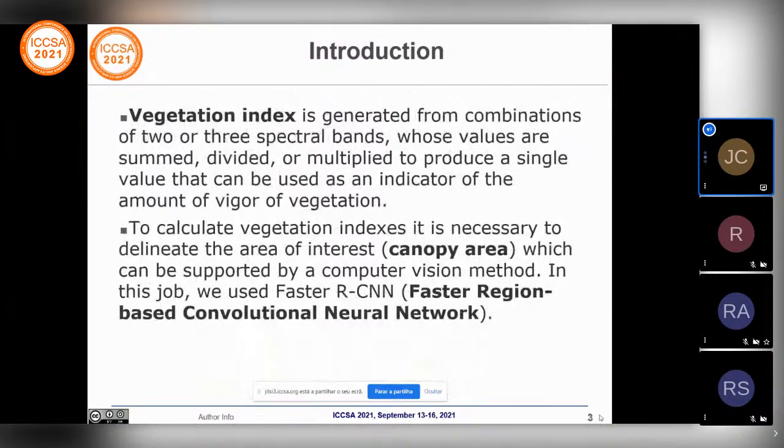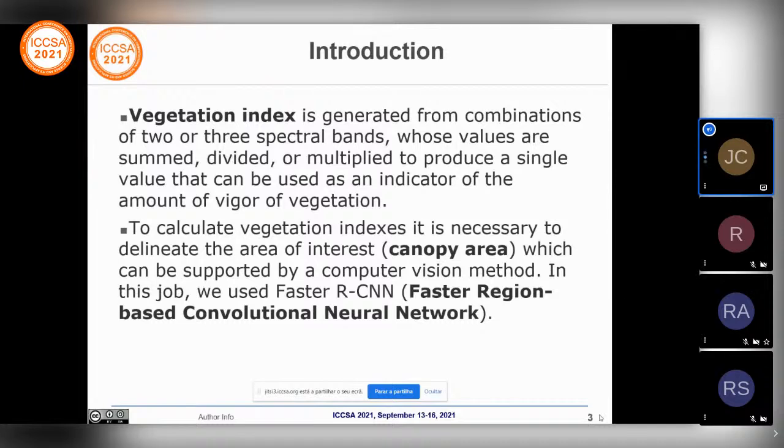A vegetation index is generated by a combination of 2 or 3 spectral bands, whose values are summed, divided, or multiplied to produce a single value or index that can be used as an indication of the amount of vigor of vegetation. To calculate a vegetation index, it's necessary to delineate the area of interest, or canopy areas, which can be supported by a computer vision method.